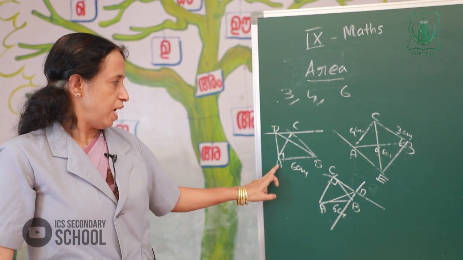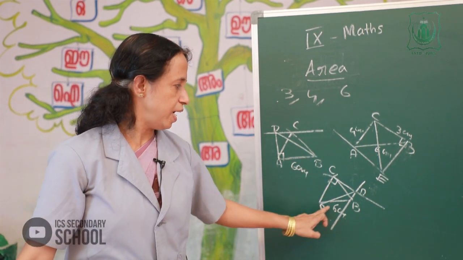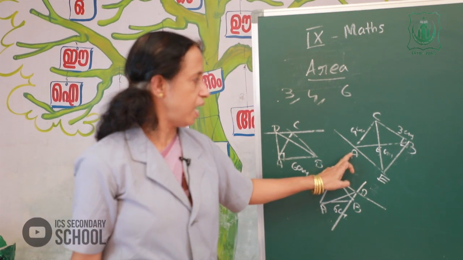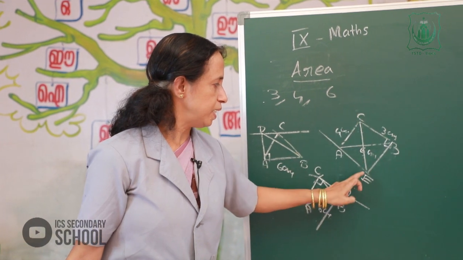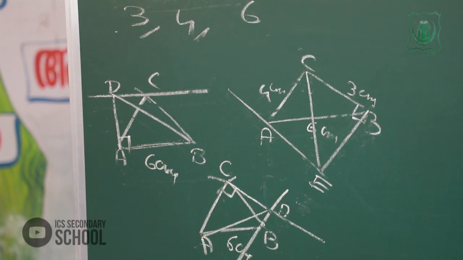The first right triangle is triangle ADB. Here is right triangle ADC, and the third right triangle is BEC. Here 3 right triangles are formed.